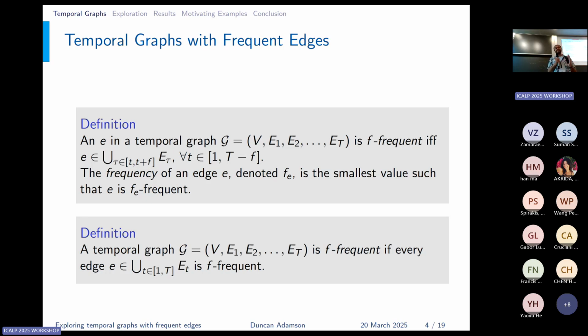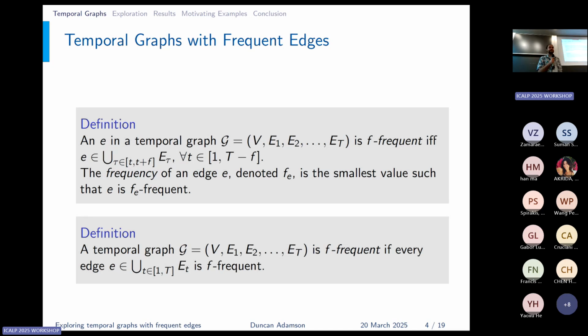Regular is exactly that. Possibly also more, but it has to exactly be there. Frequent is that it appears at least once in the next f time steps. And we're going with the frequency of an edge, f of e, just the value f such that the edge is f frequent.